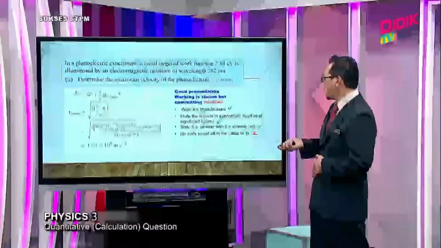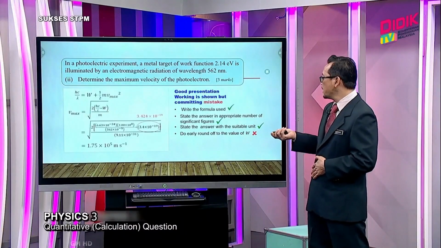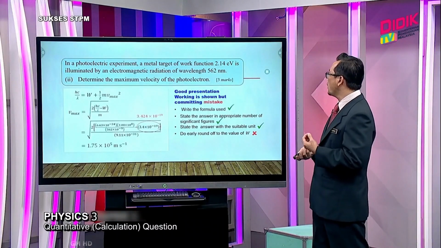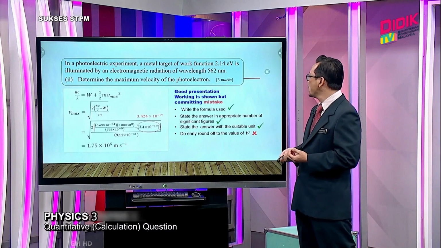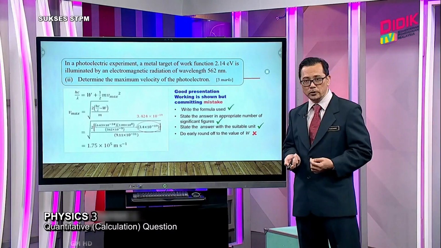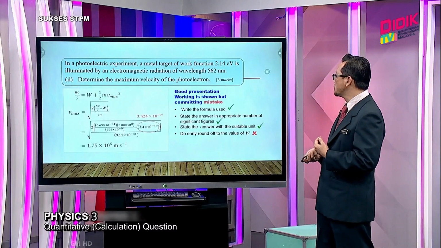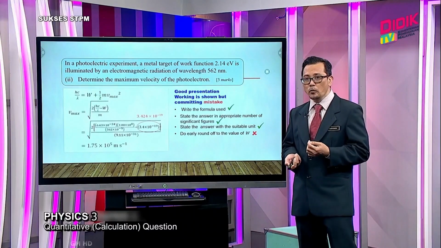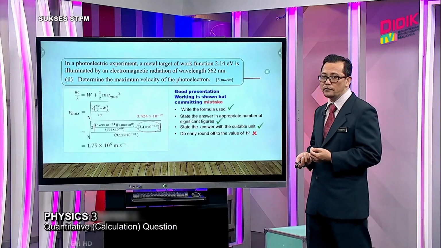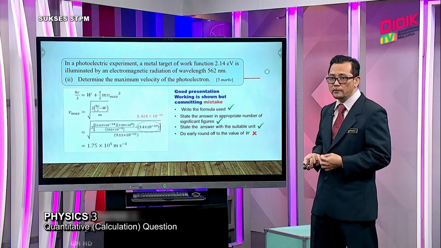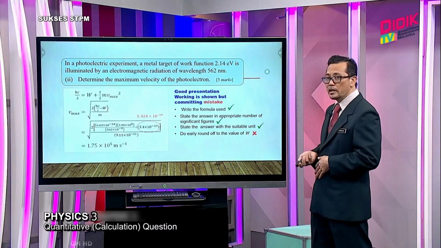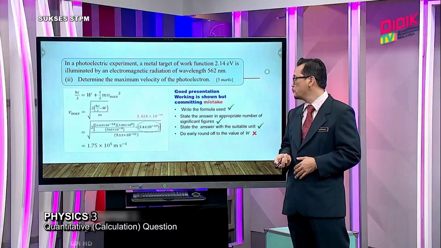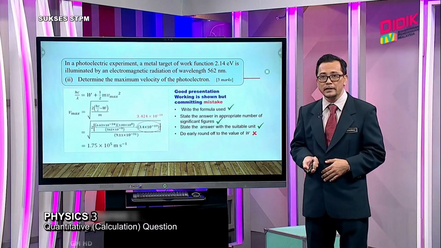Now, this figure is obtained from the conversion of the work function from the unit electronvolt into joule, where we need to multiply 2.14 electronvolt by 1.6 times 10 to the power of negative 19 to convert it into the unit of joule. If we perform the calculation, the figure is supposed to be 3.424 times 10 to the power of negative 19.